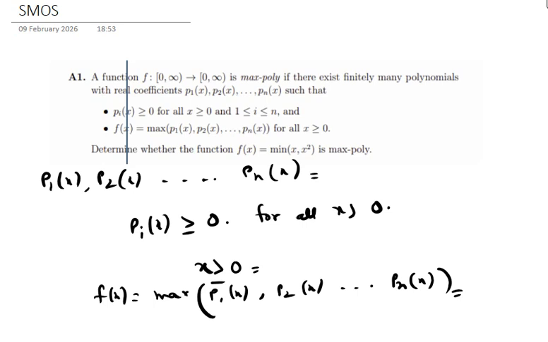It means the function can be written as the maximum of finitely many non-negative polynomials, and the polynomials must work for all x greater than or equal to 0. Okay, and we are not allowed infinitely many polynomials, and each polynomial must always be non-negative on [0, infinity). Now we are asked, is the function f(x) equal to minimum of x, x square a max polynomial?